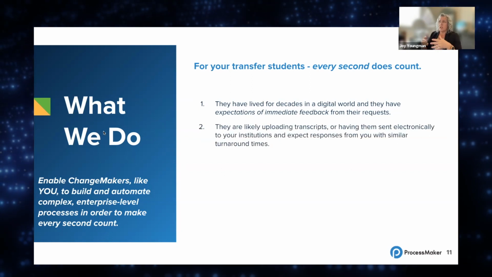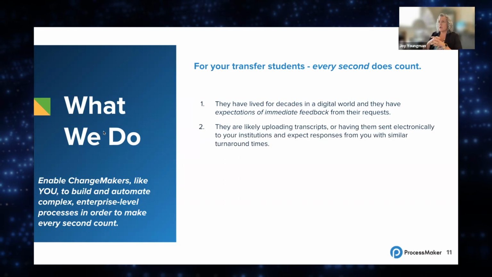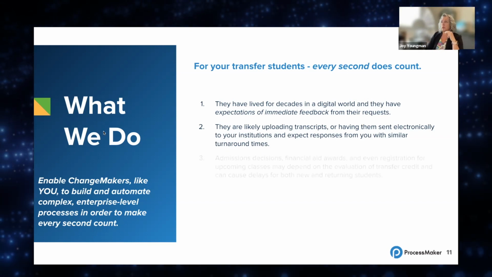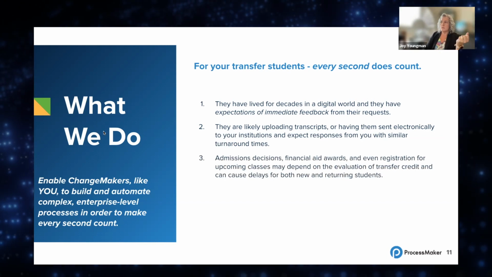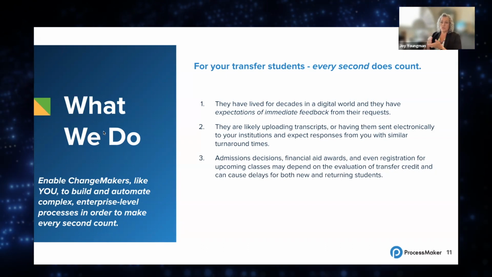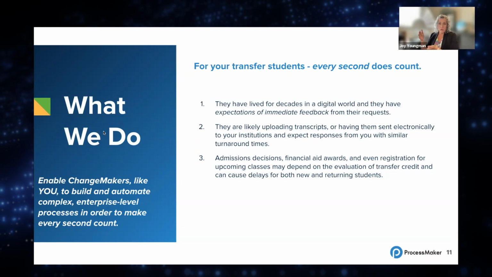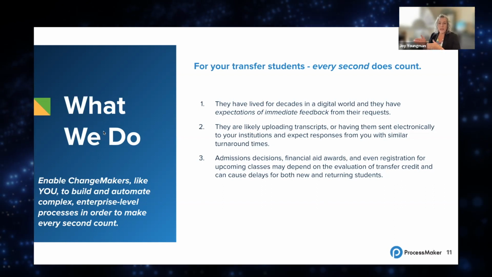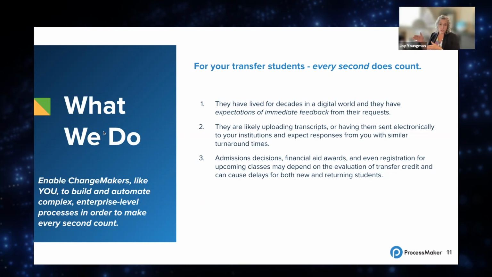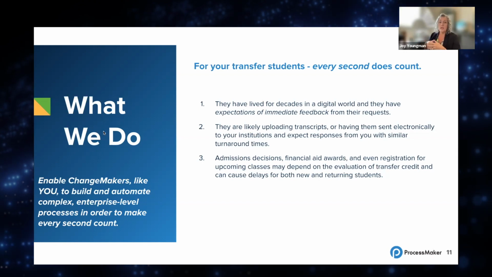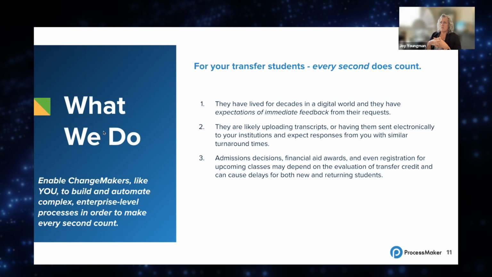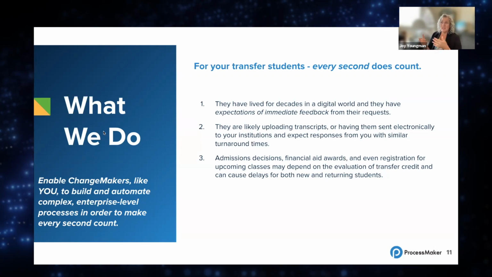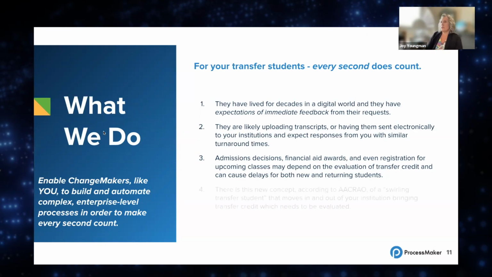They are likely uploading transcripts, or they're ordering them through the clearinghouse and having them sent to you electronically. They expect response times from you similar to what they've received from other vendors sending those transcripts. Admissions decisions, maybe financial aid awards, if it depends on a student having a certain number of credits that gives them a higher amount of loans or awards to pay for tuition, and especially registration, right? They might have to wait for a transfer credit evaluation before they can register for a course, because the course they're transferring in may be a prerequisite. All of those things may depend on the outcome and the time it takes to do these transfer credit processes, and it can cause delays for both your new incoming students and your returning students.